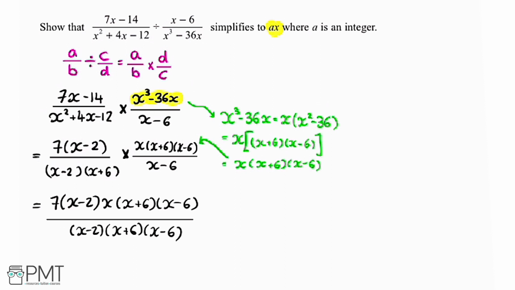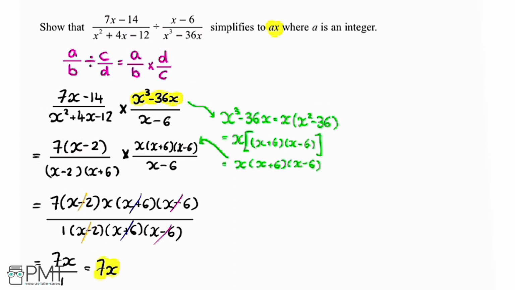Now we can start to cancel things down. I can see I've got an x minus 6 here and an x minus 6 here, so I can cancel those. I've got an x plus 6 here and an x plus 6 here, so again, let's cancel those. And I've got an x minus 2 here and an x minus 2 here, so let's cancel those. Because we've cancelled everything at the bottom, essentially what we had is 1 multiplied by all of this. But we never normally write that 1 because multiplying by 1 doesn't make a difference. So here we're left with 7x over 1, but we don't normally write the 1, so it's just 7x.